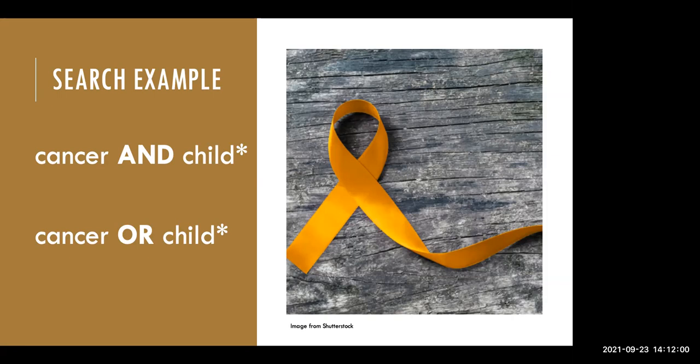Will it be cancer and children that will generate most papers, or will it be cancer or children? Cancer or children. Why is that? It will result in all papers with the word cancer and all the papers with the word child. But in the first string, it requires the papers that contain both words, cancer and child, at the same time.